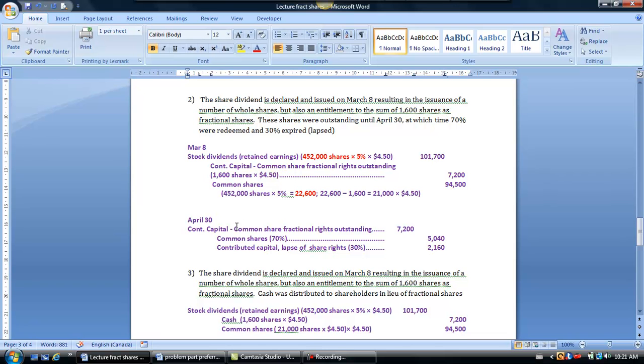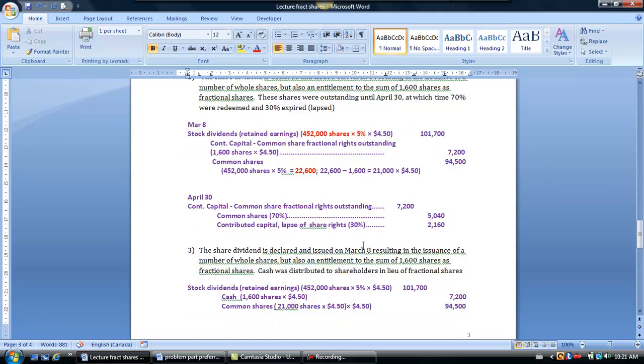You're going to take it out of here, right? Because you no longer have any fractional share rights outstanding, because by April 30th they all expire if they're not redeemed for full shares. And in this case, you issued your shares, 70% of those rights were exercised, but the balance were never exercised. So that's like equity you didn't have to pay out, so it stays with you. So we just reclassify it as lapsed or expired share rights, and there's 2,160. Okay? So now, that's how you handle it if you issue rights.